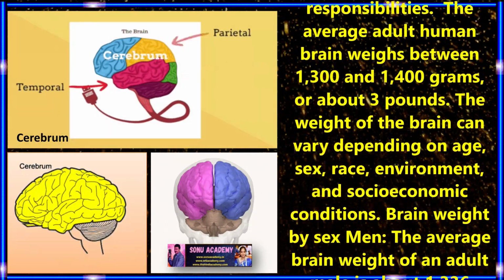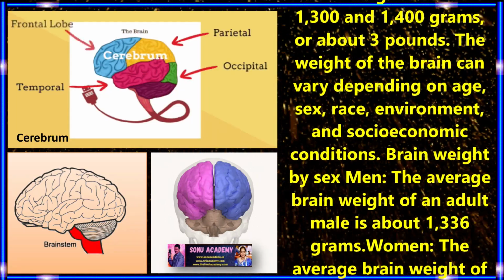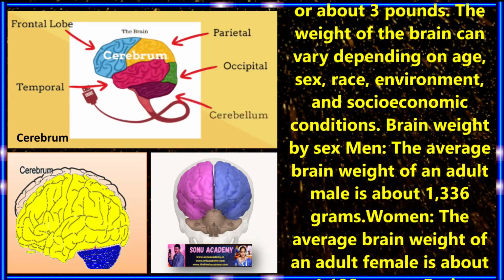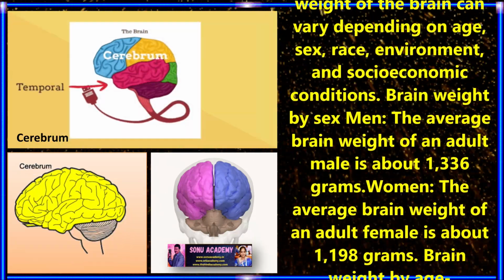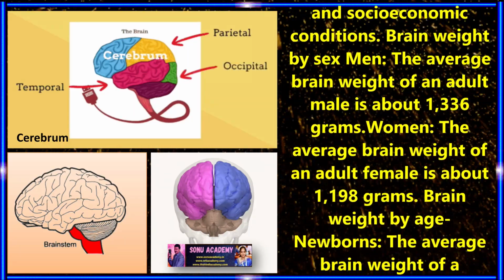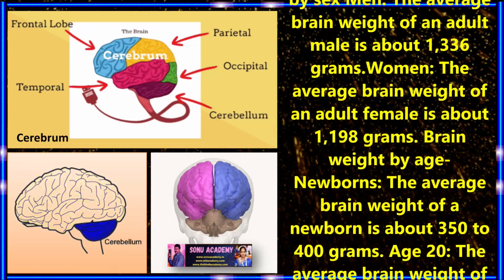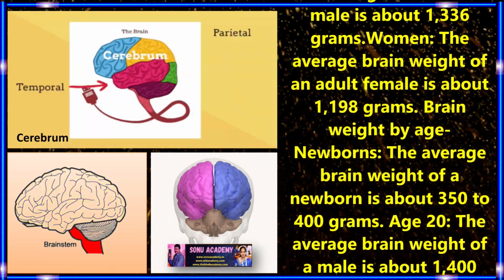Let us see the weight of the brain by sex. When it comes to males, the average brain weight of an adult male is about 1336 grams. When it comes to females, the average brain weight of an adult female is about 1998 grams. Children, let us discuss the brain weight by age.